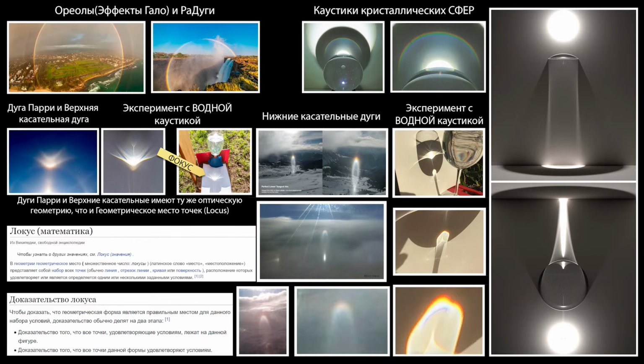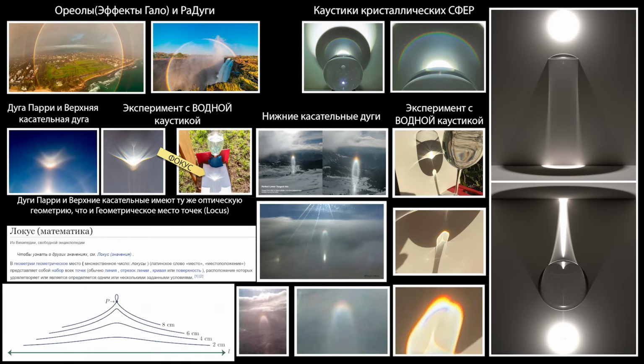The next slide is the halo gala effect and the rainbow, as I mentioned earlier, in comparison with the caustics of crystal spheres. The lower tangent arcs in comparison with experiments on water caustics, as well as the arc pair and upper tangent arc, where there is definitely water in the spheres. The arcs, pairs, and upper tangents have the same optical geometry as the geometric locus of points.